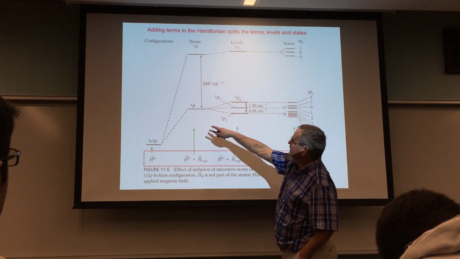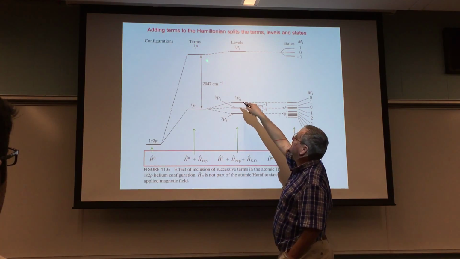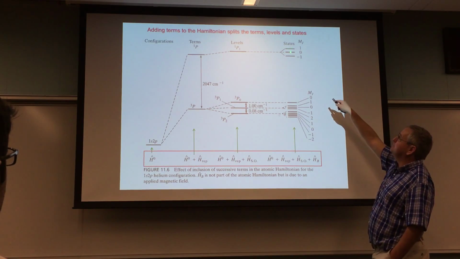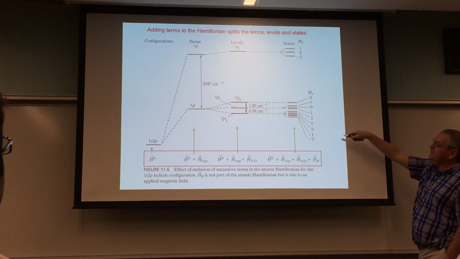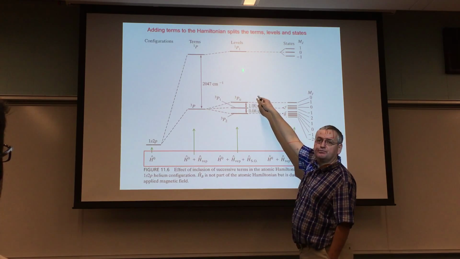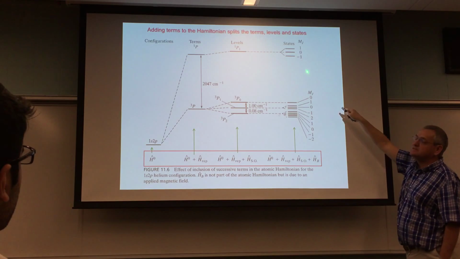So you see that this is a configuration. The configuration gives me two terms. This term gives me this level. This term gives me three levels. This level gives me these states. So you can see spectroscopically, if I don't have a magnetic field, then this is what I observe. If I have a magnetic field, I observe spectroscopically this.